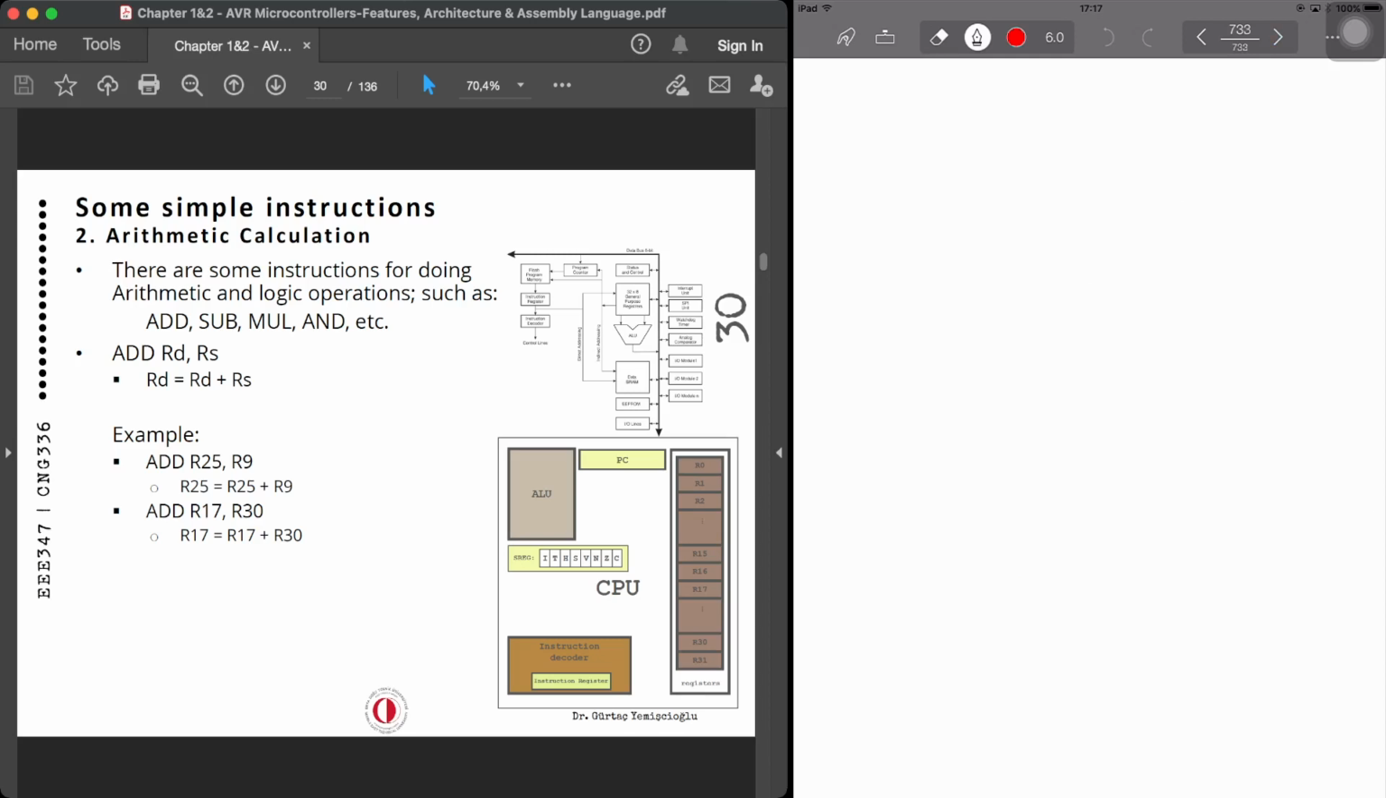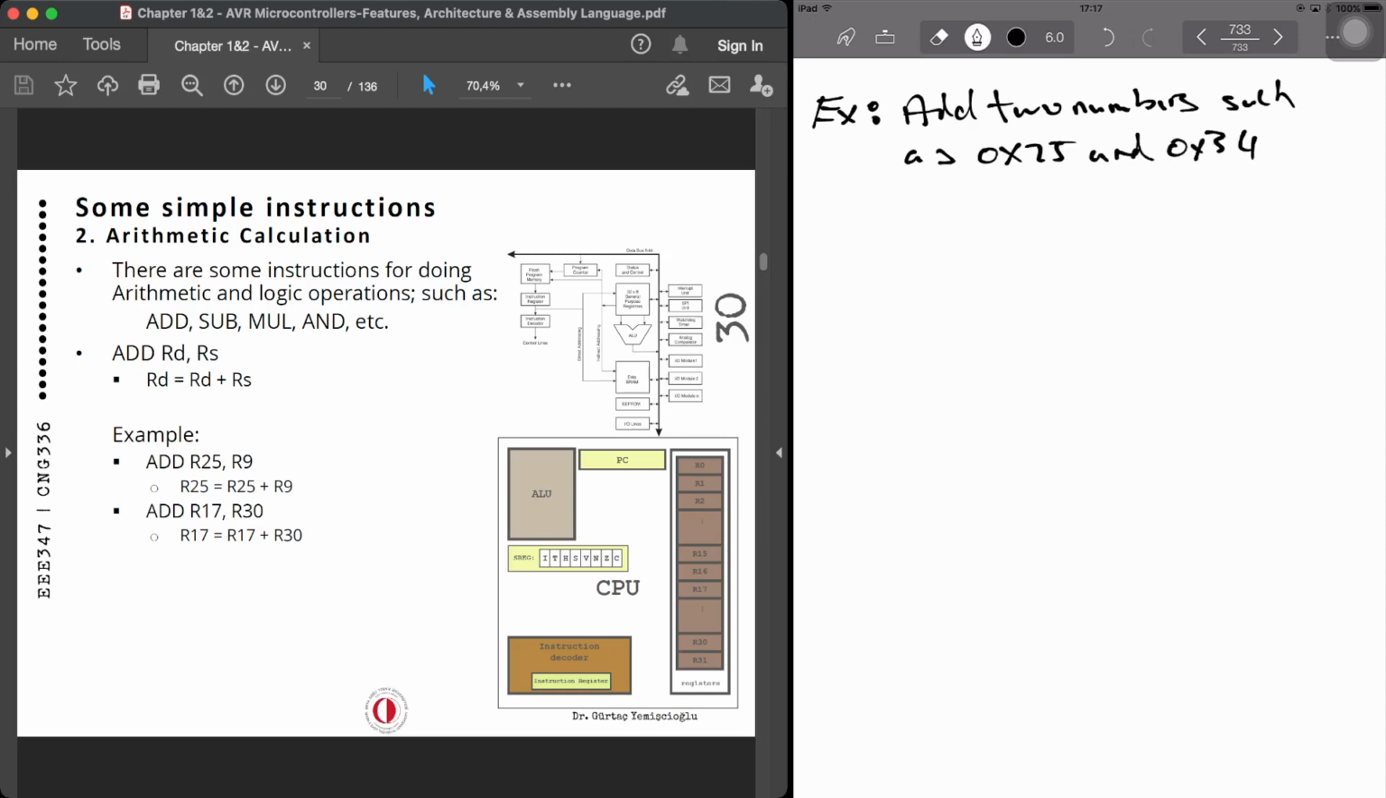Okay, so let's do a simple example. Add two numbers such as hex 25 and hex 34. Now, first, we have to define these constants before we do any add operation, because you cannot just directly add a constant. Okay? There are other instructions over there, which we are going to see later on.